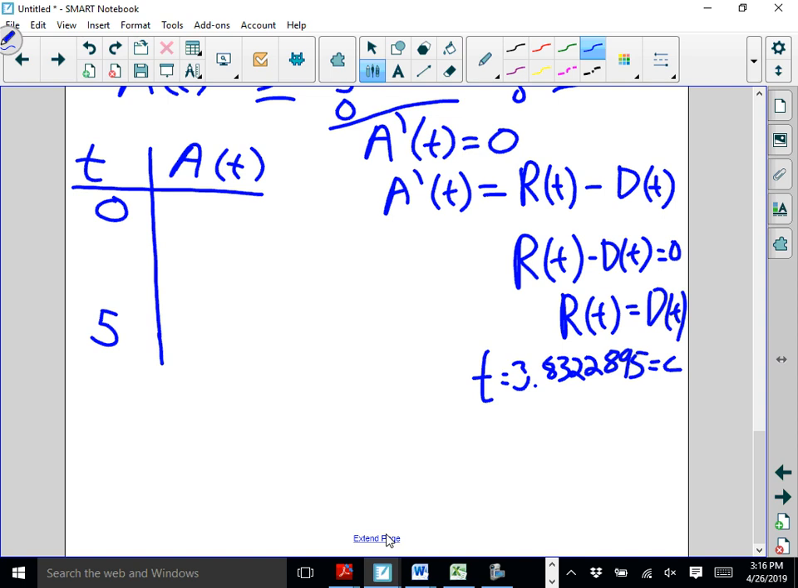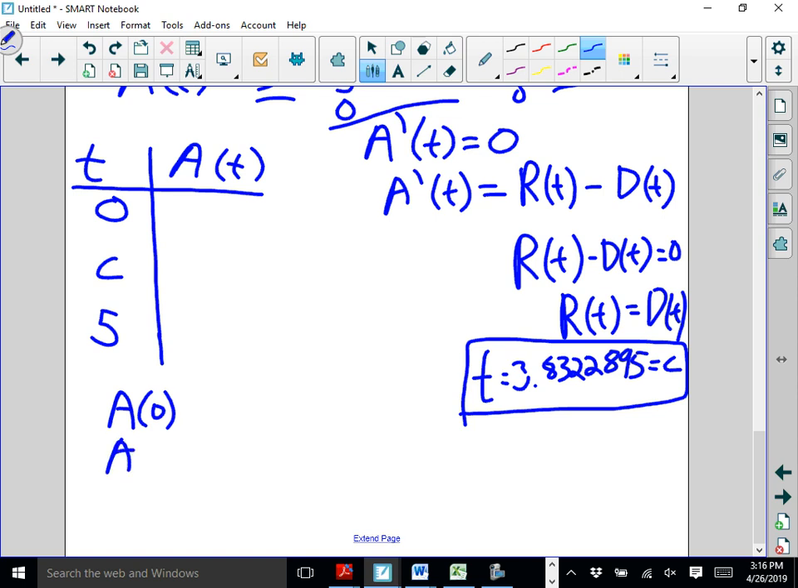Just make sure if you're going to use letters, you need to have this code for your graders here so they know where you're getting that from. Okay? Now, I must calculate A of 0, A of C, and A of 5. All three of them are possibilities for my minimum value and my maximum value.